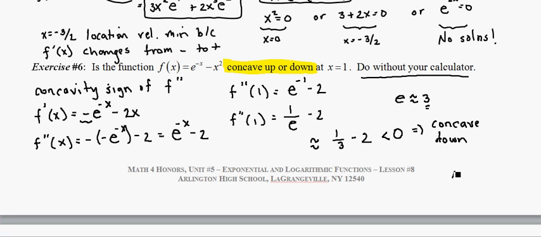Of course, remember, if I know a graph's concave down, I can also say that the tangent line lies above it. The question didn't ask that, but who knows, maybe it'll show up on homework.